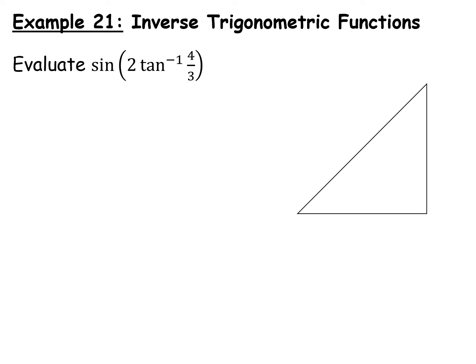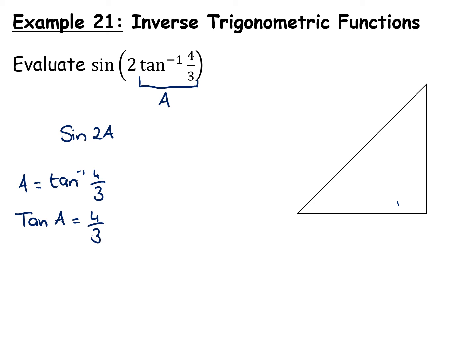So example 21. Evaluate sine of 2 tan inverse 4 over 3. So first thing we want to do is talk about this as an angle. So effectively this thing here is A. So we're basically asked to find sine of 2A, where A is equal to the tan inverse of 4 over 3. So that means that the tan of the angle A is 4 over 3.